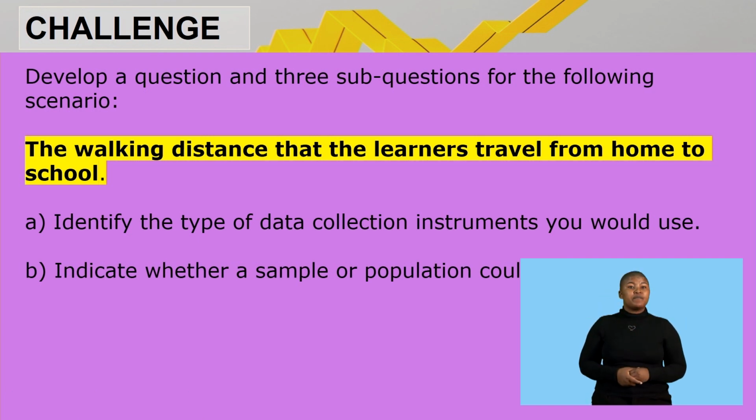Now, you have a challenge question here. It says develop a question and 3 sub-questions for the following scenario: the walking distance that the learners travel from home to school. So now with number A, you are to identify the type of data collection instrument you would use, and number B, indicate whether it's a sample or a population could be used.